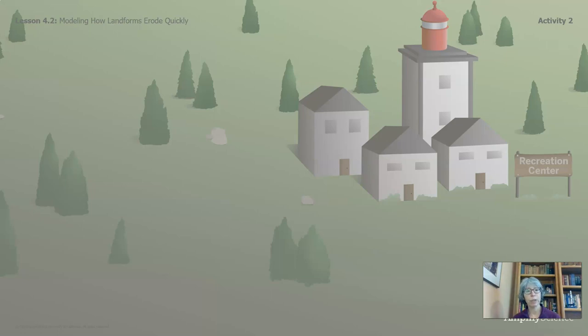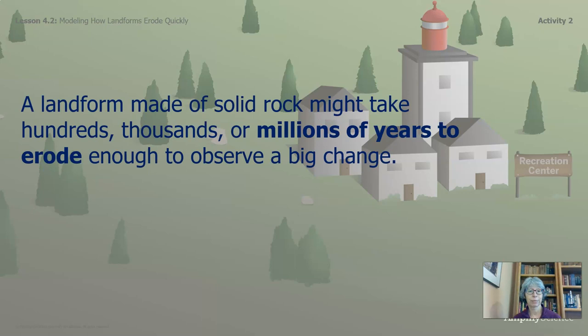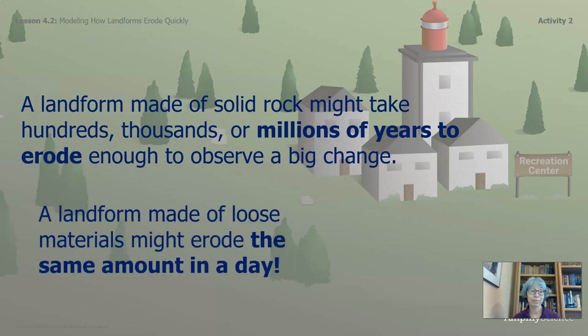All right, let's review how we use these models to represent landforms. Both landforms made of solid rock and landforms made of loose material erode at different time scales. We saw that with the chalk. We probably would have had to spend more time with the sprayer to get the same amount of erosion as what we saw with the sand. A landform made of solid rock might take hundreds, thousands, or millions of years to erode enough to observe a big change. A landform made of loose materials might erode the same amount in a day.